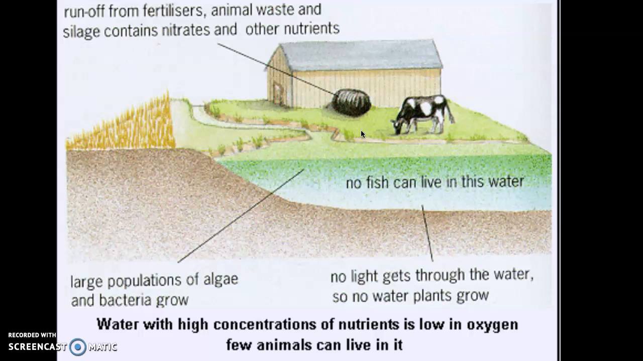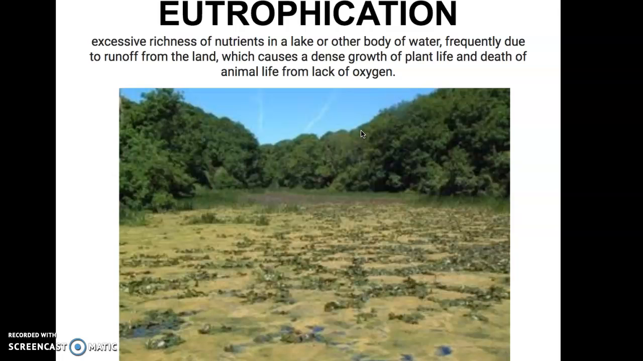If there's no oxygen in the system, few animals or plants can survive, meaning that your system is going to die. You're going to have a dead pond if you've got too much algae or you've got those fertilizers running off into your system. This is, again, eutrophication. So our definition here is the excess richness of nutrients in a lake or body of water, frequently due to runoff from land, which causes a dense growth of plant life and the death of animal life from lack of oxygen. This would be an example of a pond that is probably undergoing eutrophication. It's got way too much algae.